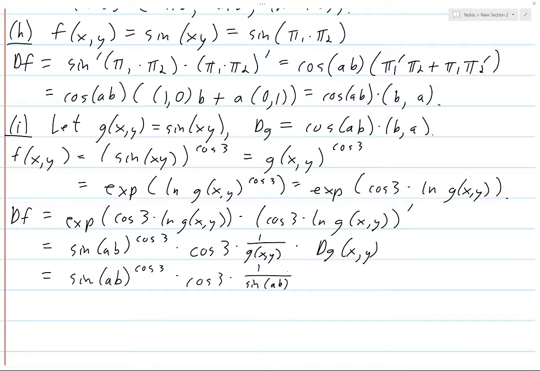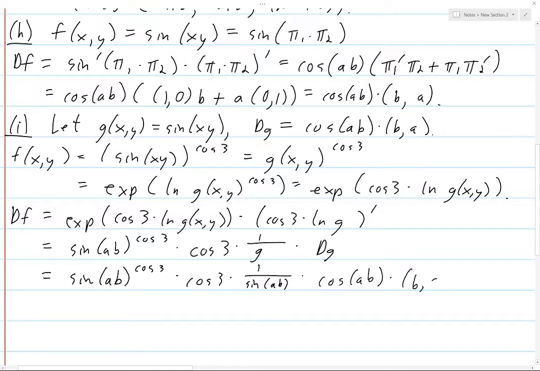So of course the x and the y here that I'm using, these are just dummy variables. You can just ignore them, because the only reason I'm including them is so that we know what function we're talking about. In fact, I should actually just get rid of these. So this is going to be 1 over g times dg, and 1 over g, that's 1 over sine ab, because we're evaluating at ab. And so dg is going to be cosine of ab times b comma a.